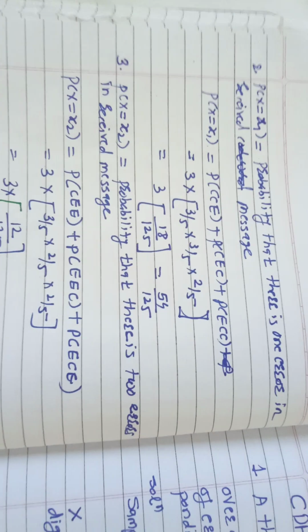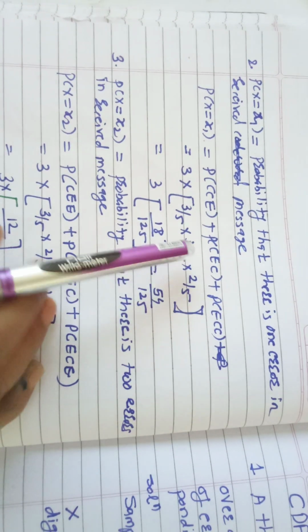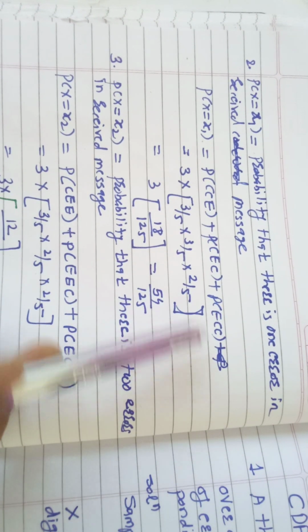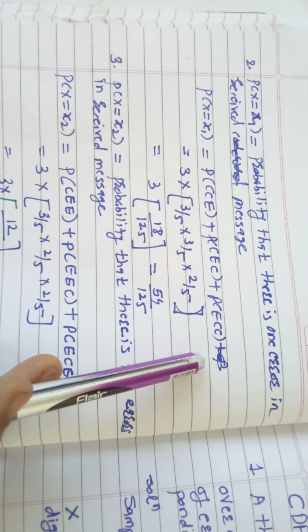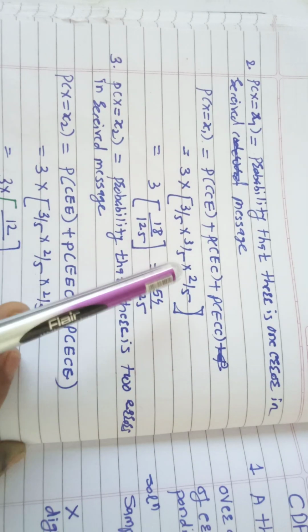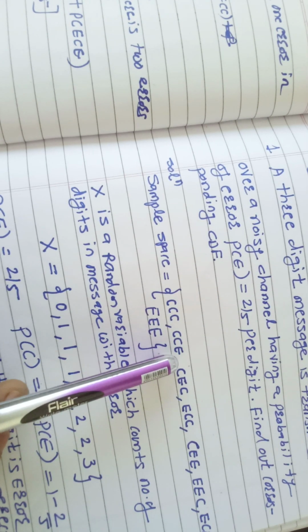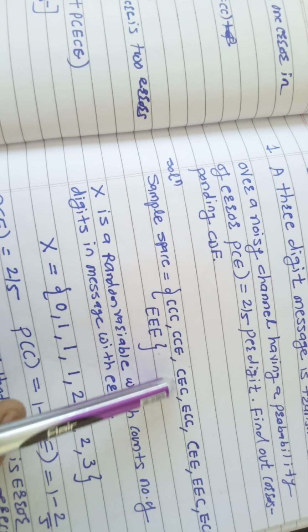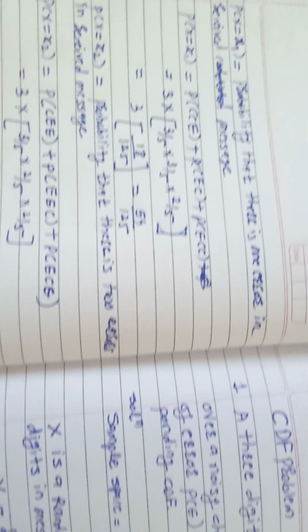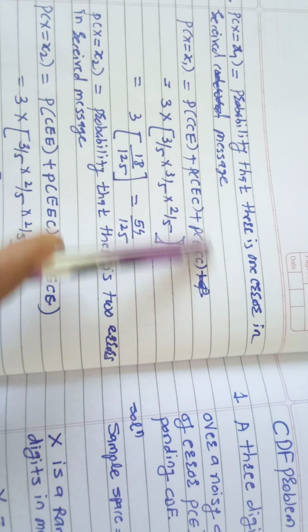After that we have to find the probability that there is one error in a received message. That is the probability x is equal to x1. So you have to see in the sample space where one digit is in error: CCE, CEC, ECC. That means 3 forms.